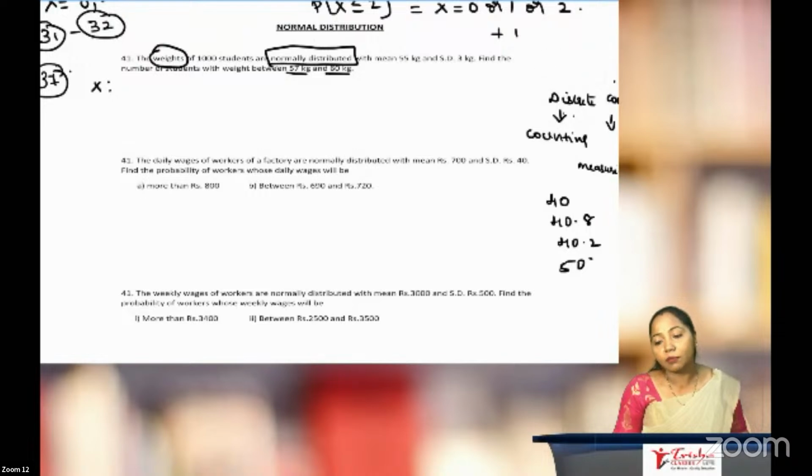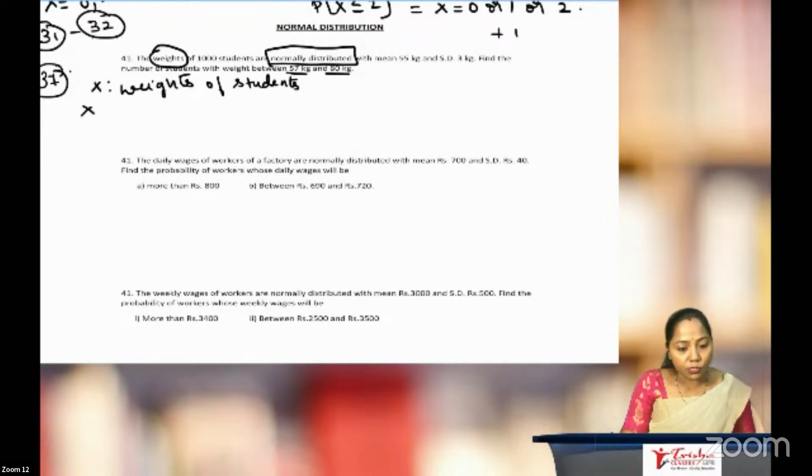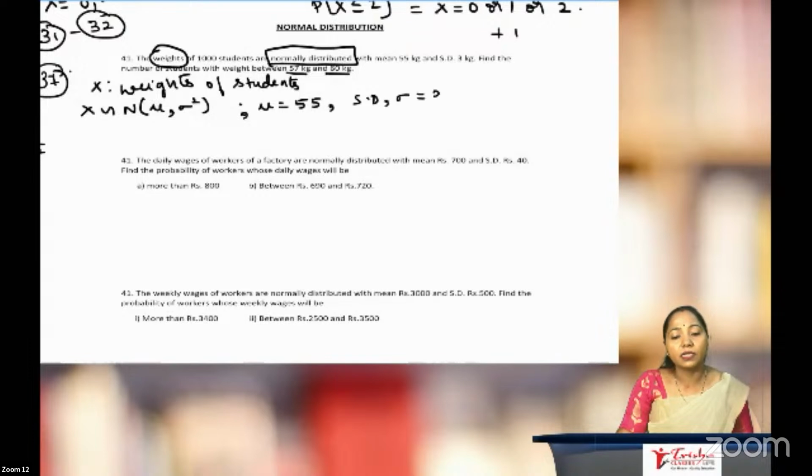Whenever a continuous random variable is given, normal distribution is the distribution that is considered for most continuous random variables. So our x in this case is not a number; x will be the variable weights of students. Name the distribution. This carries marks. It is normally distributed, so the notation is capital N, mu comma sigma square. The Greek letter mu is for mean and sigma square is for variance. So write the parametric values. What is the mean given to you? It is 55 kgs. And standard deviation sigma is given as 3.